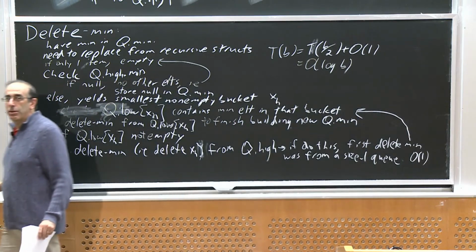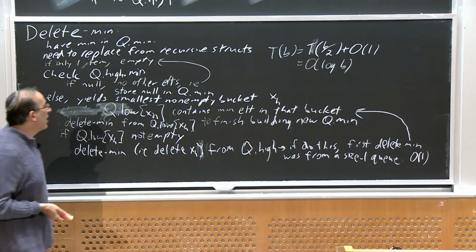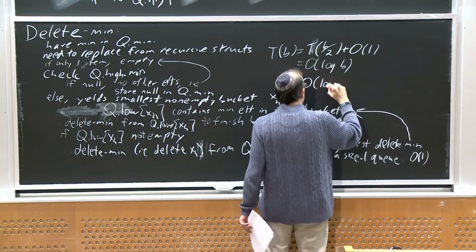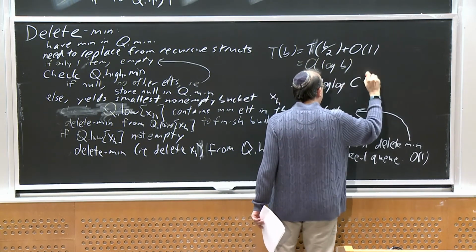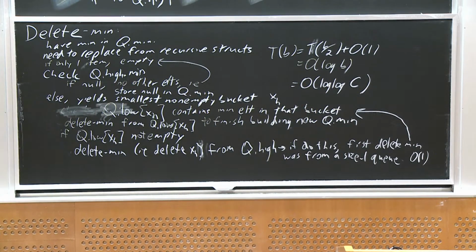OK, what's the big deal? I mean, last time I showed you log c runtime, and now we have a log b runtime. What's the difference? B is log c, which means that this runtime is actually order log log c. It is, in fact, exponentially faster than the priority queues that we saw last time.